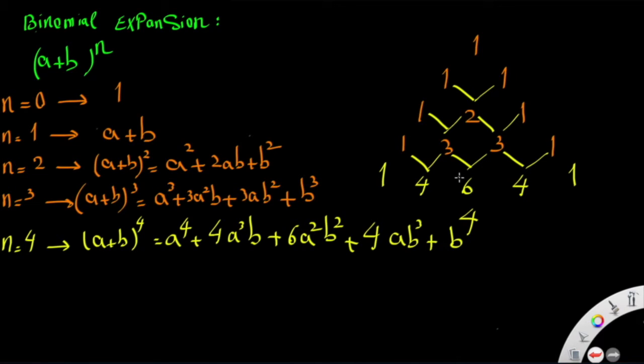But the problem with this triangle is that, for example, if n is a big number, for example, you are going to expand a plus b to the power of 20, you have to continue till the 20th row to see what coefficients are produced. So it is really time consuming and lengthy.